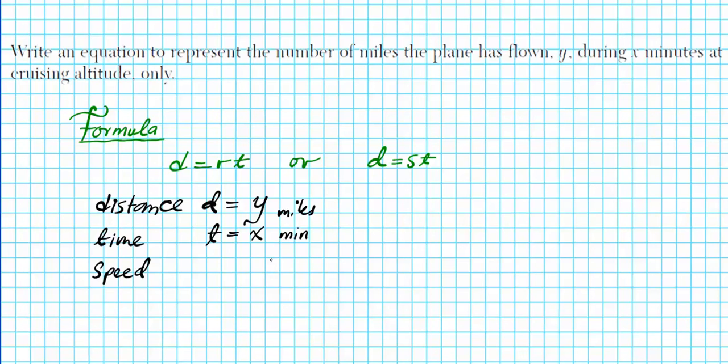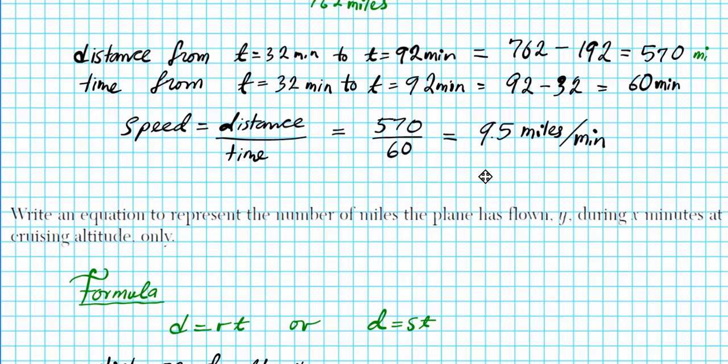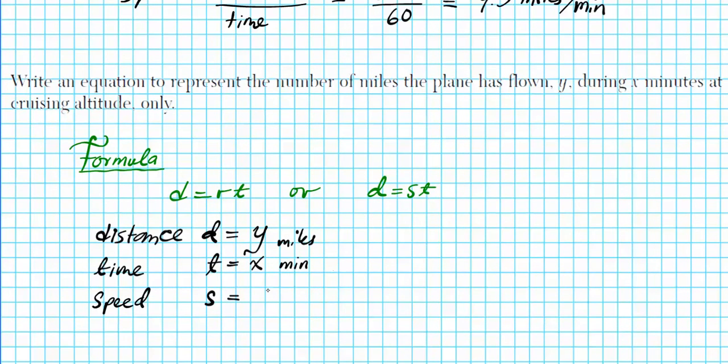What is the speed? Our speed s is the constant speed that the aircraft cruises at. Do you know what that speed is? Well, just look back to the previous question. That's the cruising speed right there, 9.5 miles per minute. Okay, so your speed is 9.5 miles per minute.